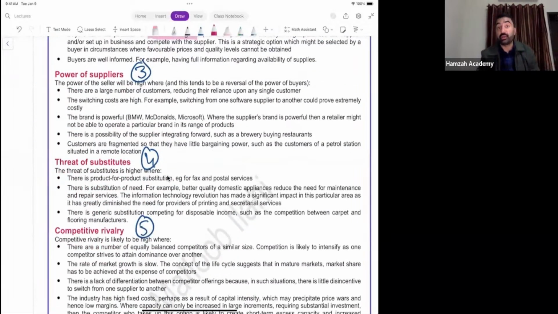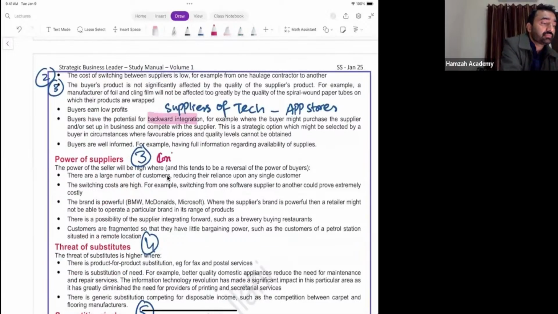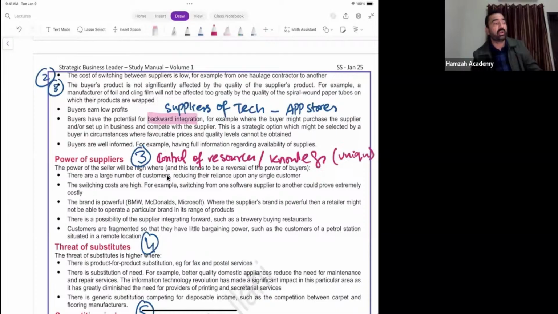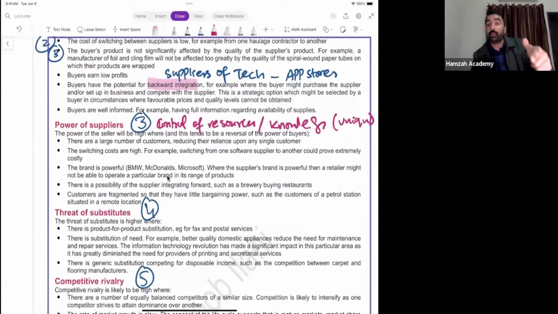Next is called suppliers, power of suppliers. Sometimes suppliers can be powerful and customers or users or buyers can be weak. When suppliers have control over certain resources or control of knowledge, and it must be unique, they can exploit this and manipulate, they can charge a high price for this.